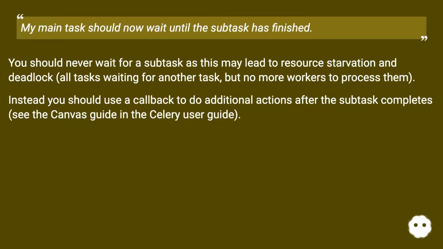My main task should now wait until the subtask has finished. You should never wait for a subtask, as this may lead to resource starvation and deadlock: all tasks waiting for another task, but no more workers to process them. Instead, you should use a callback to do additional actions after the subtask completes. See the Canvas guide in the Celery user guide.